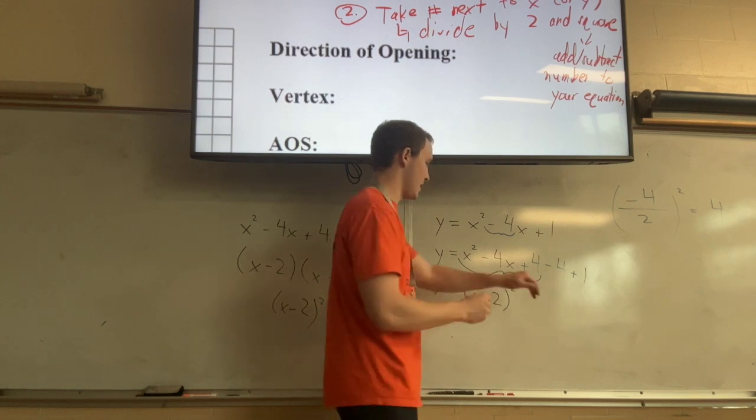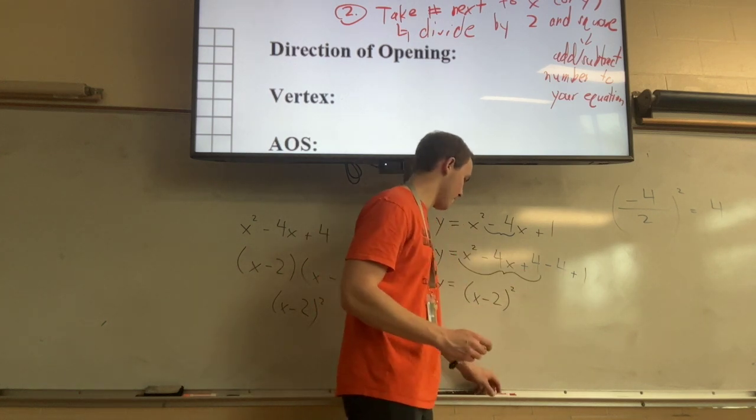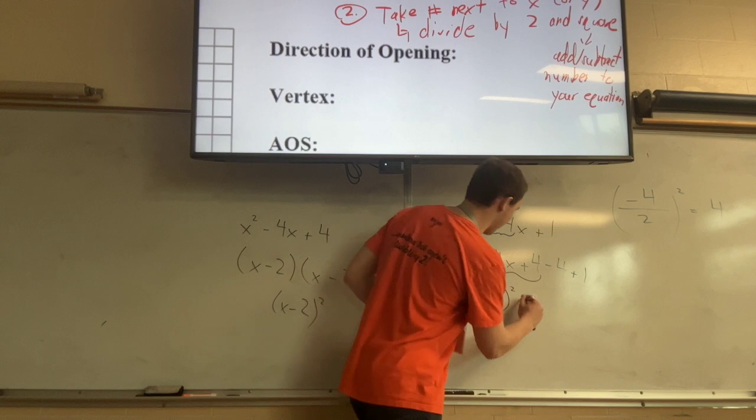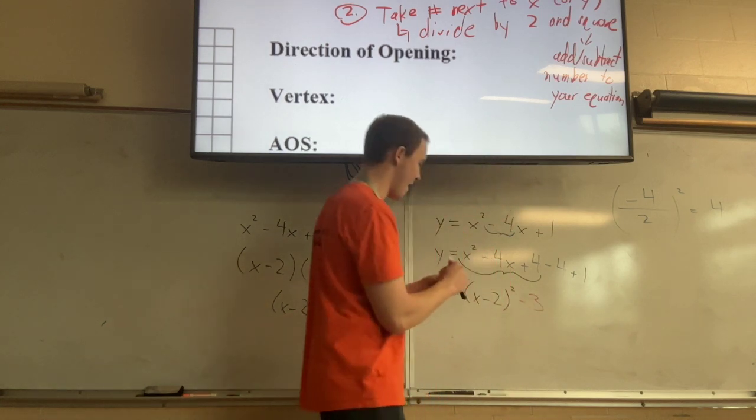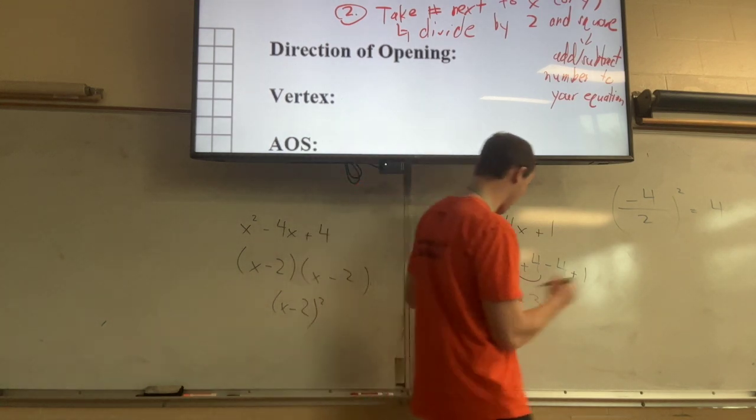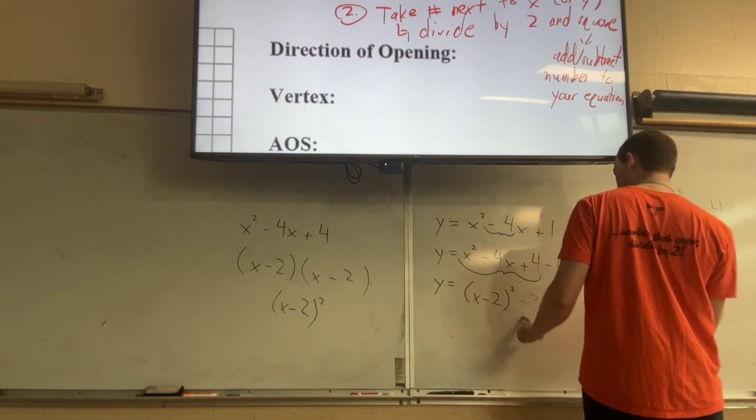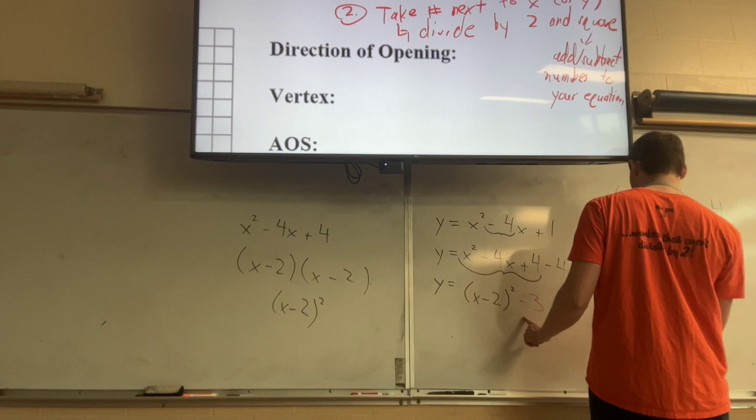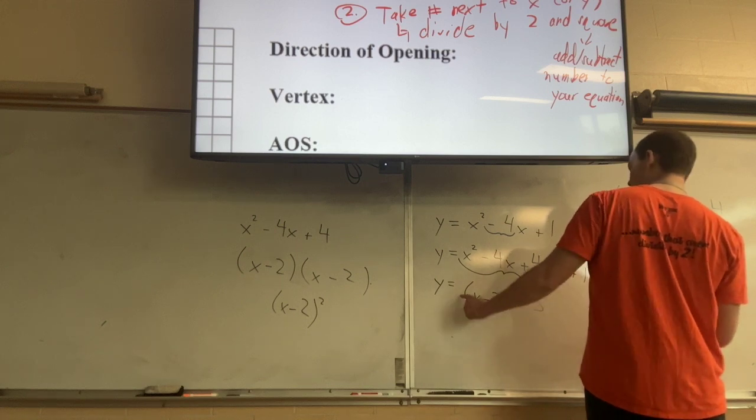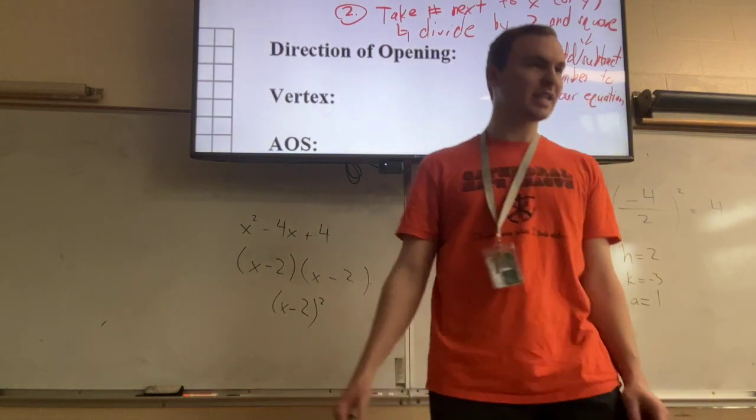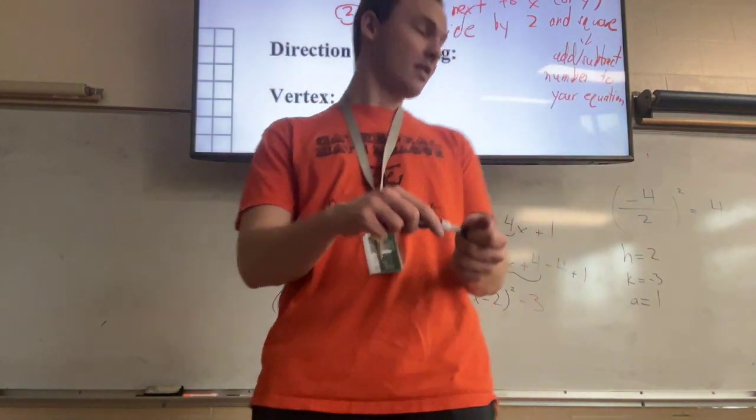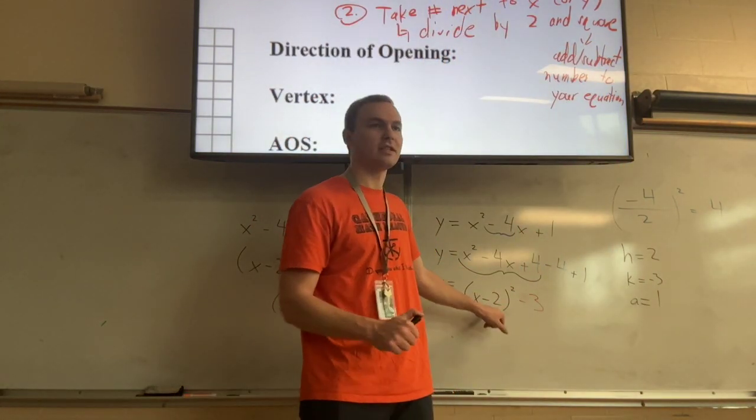What's minus 4 plus 1? Negative 3. Now I can write down what? What's my h? 2. What's my k? Negative 3. What's my a? 1. That's why I added that. That's why I needed that plus 4 there, Blythe, so I could factor it nicely.